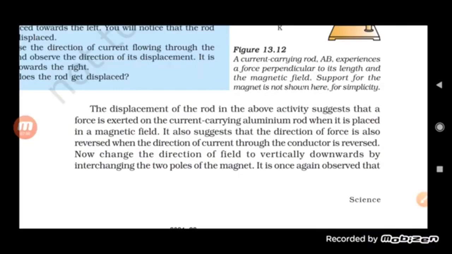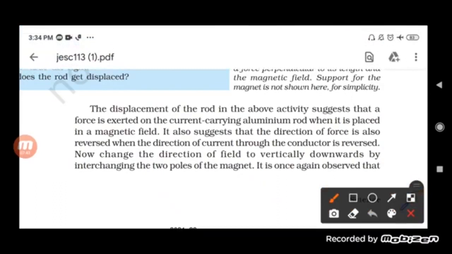See here what happened. It is said that the displacement is occurring, students, because a force is exerted on a current carrying aluminum rod. The aluminum rod is carrying the current, so a force is exerted on it, and this force is exerted when the aluminum rod is placed in a magnetic field. When it is placed in a magnetic field, then the force can be felt here.